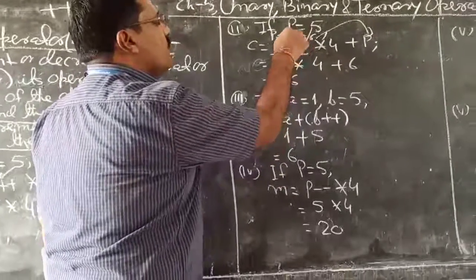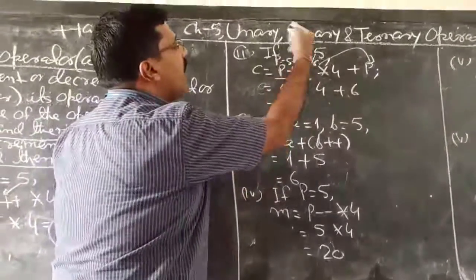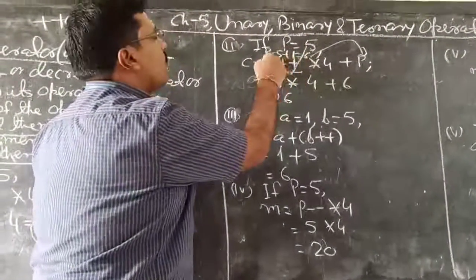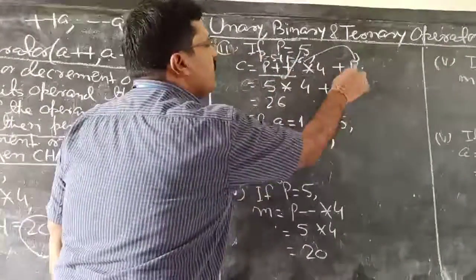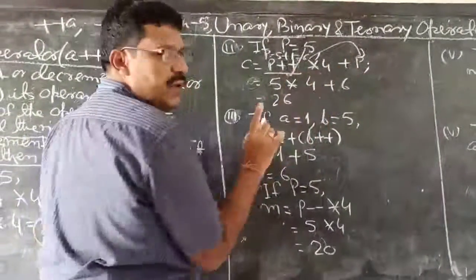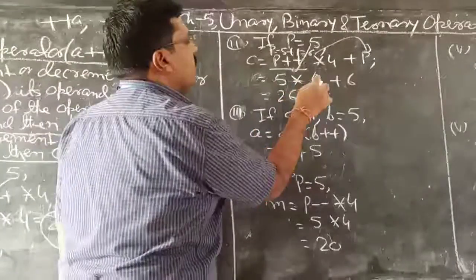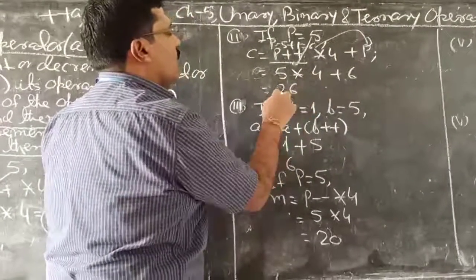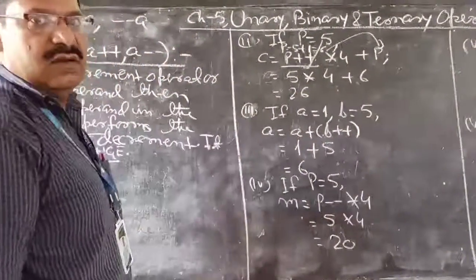Okay, once again see. p++ uses the initial value of p. After that, it increases the value of p by 1. So the p value becomes 6 and this 6 should be used in the expression when p is used again. So 5 into 4 plus 6. 5 into 4, 20, plus 6, 26.